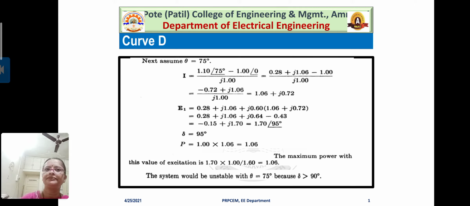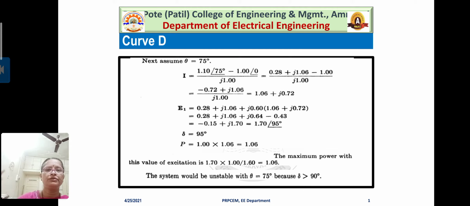Then, with a similar procedure, E1 is 1.70. Now by this time, watch the angle delta carefully. Delta is 95 degrees, crossing 90. So what I obtain is power, of course, 1.06. The maximum power with this value of excitation, P max, is 1.06. It is improved. It is increasing.